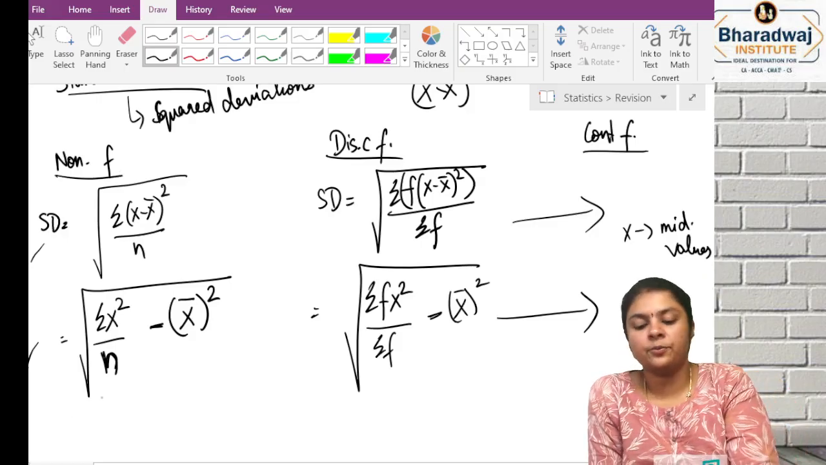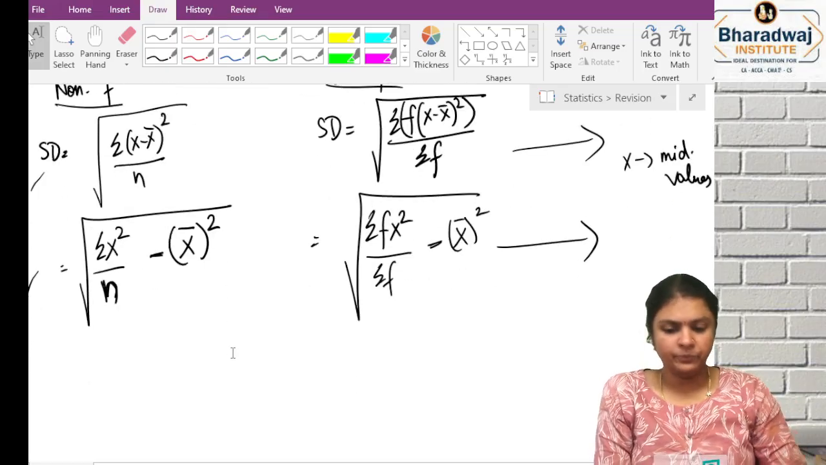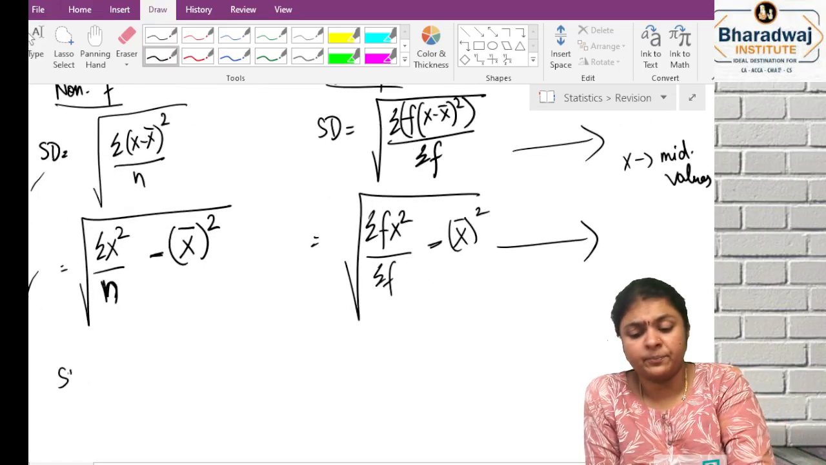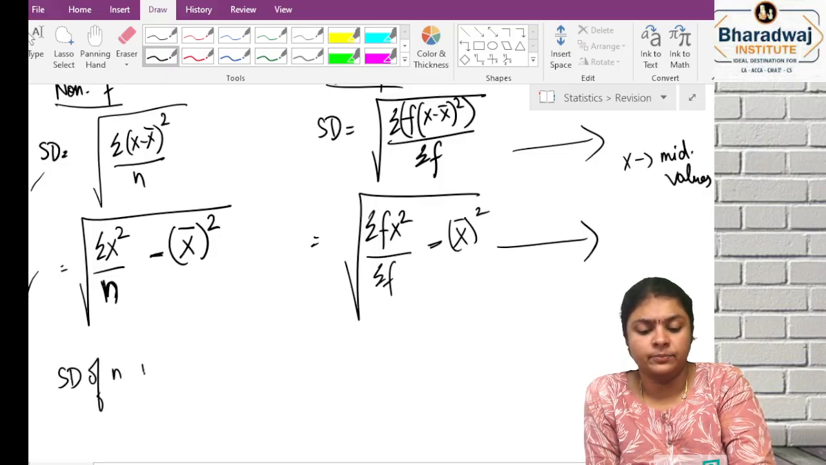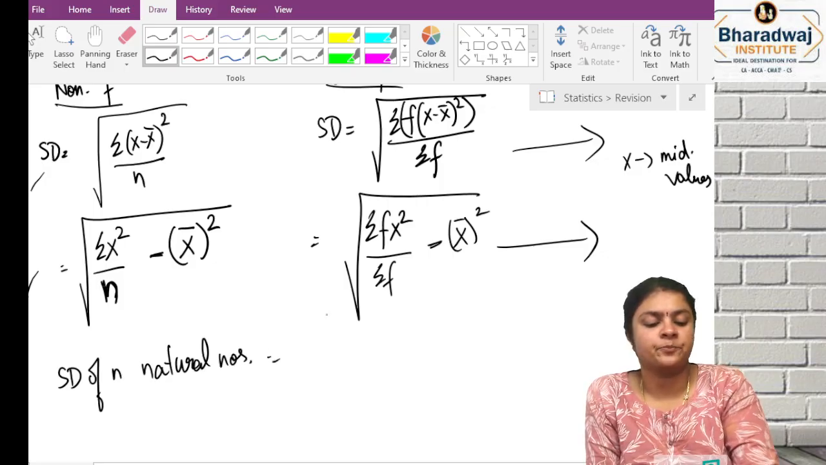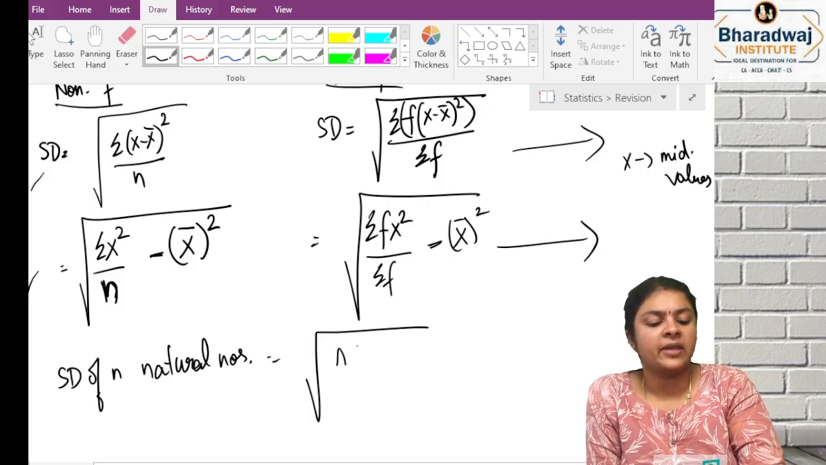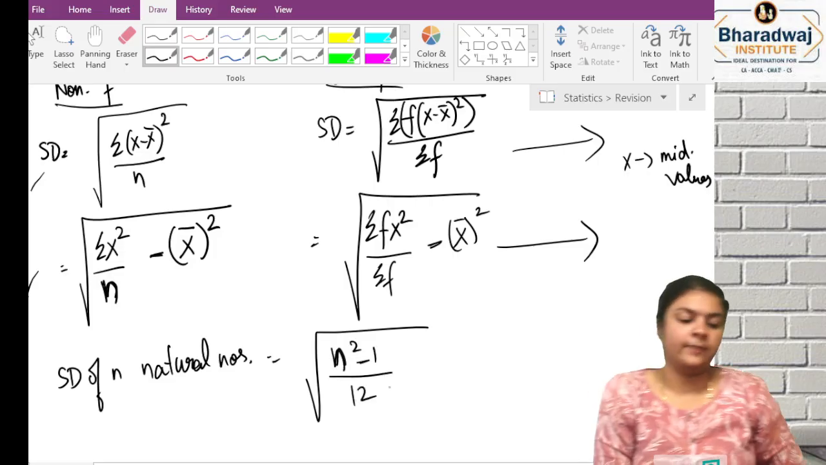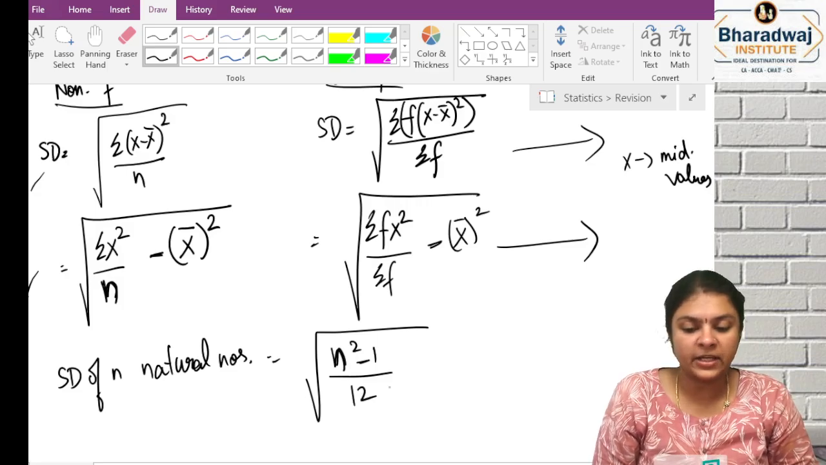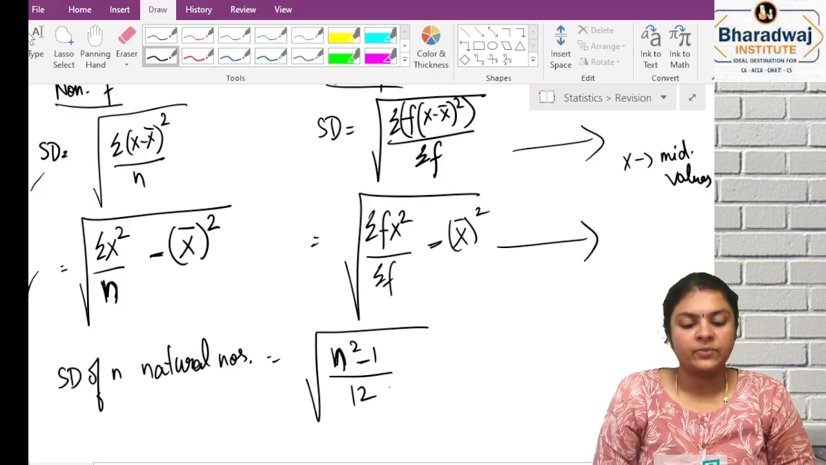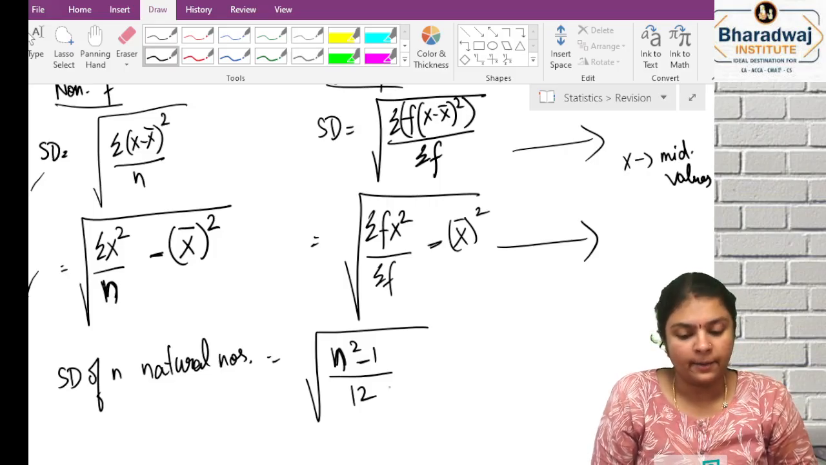Okay. Now, if they ask you the shortcut for SD of n natural numbers, examination question, root of n square minus 1 divided by 12. N square minus 1 by 12. This is the shortcut for SD of n natural numbers.